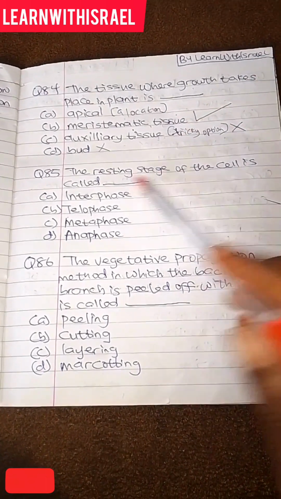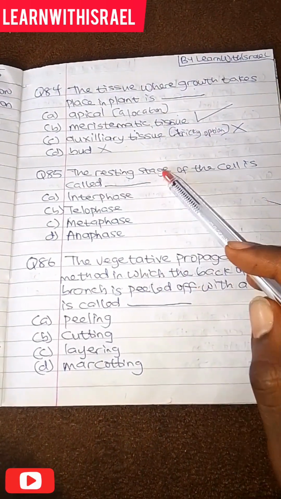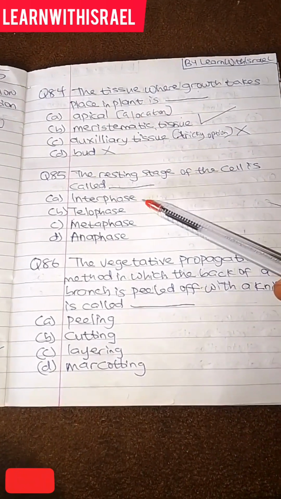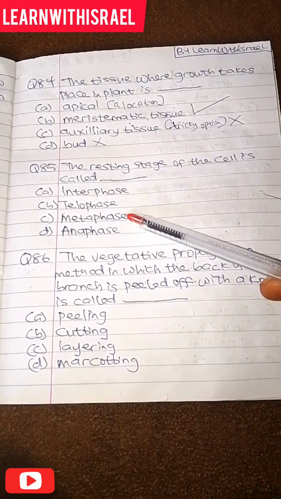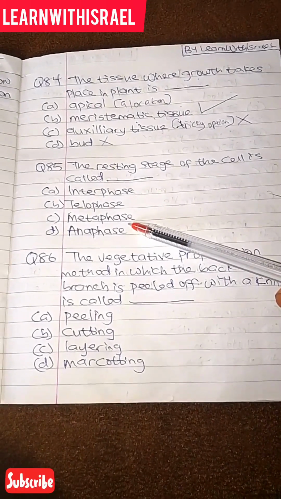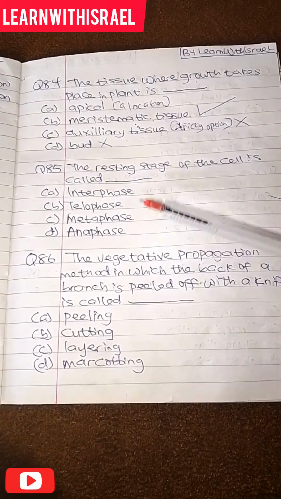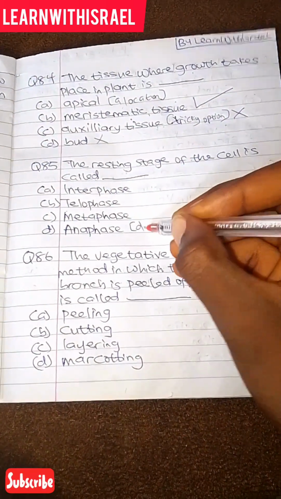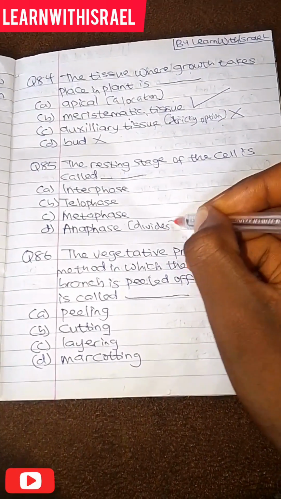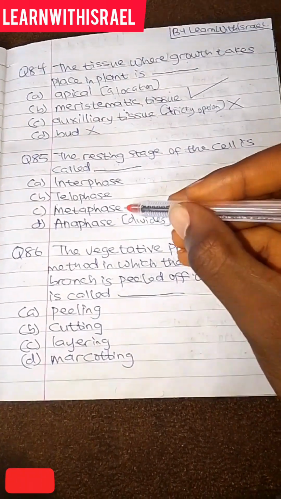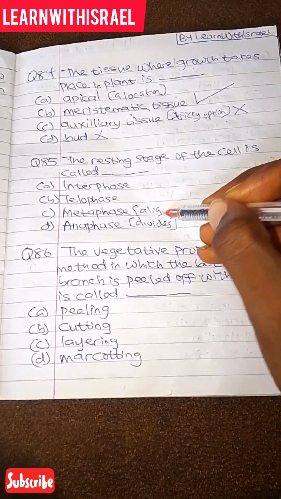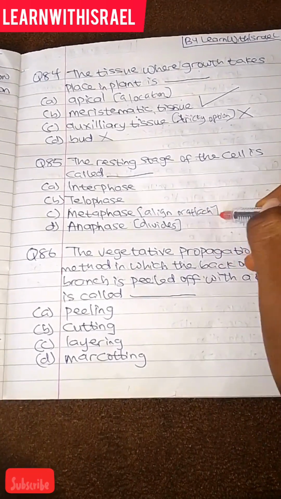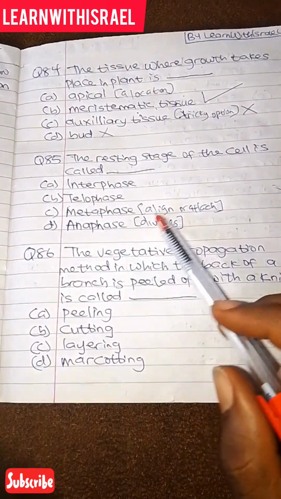So let's continue. Question 85. The resting stage of the cells is called dash. A. Interphase. B. Telophase. C. Metaphase. D. Anaphase. Anaphase is where chromosomes divide or go apart, while metaphase is where chromosomes align or attach.